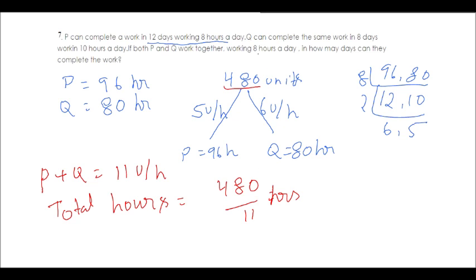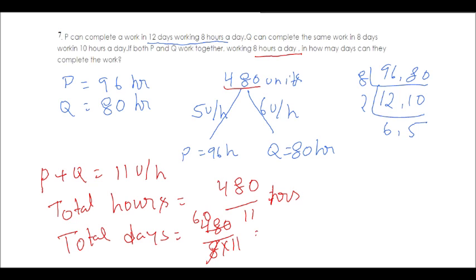But they are working 8 hours a day. So together they are working 8 hours a day. Now we will take the total days needed. Per day they are working 8 hours, so we need to divide 480 by 8 into 11. If we divide, 8 6s are 48, so 60 by 11 days. They need 60 by 11 days.